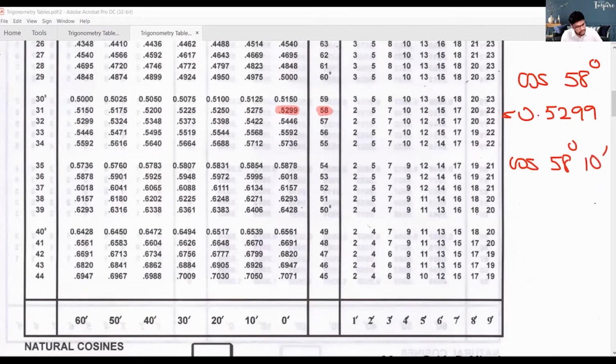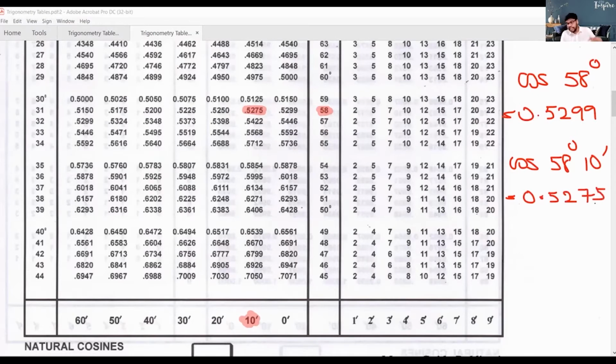Okay, but what if you had cos 58 degrees and 10 minutes? Now children, just like before, you have to go to 10 minutes. So remember, here we are looking for minutes from the bottom, right? Not from the top where we look for sine. Okay, so that means, children, cos 58 degrees and 10 minutes is going to be this value here, 0.5275.